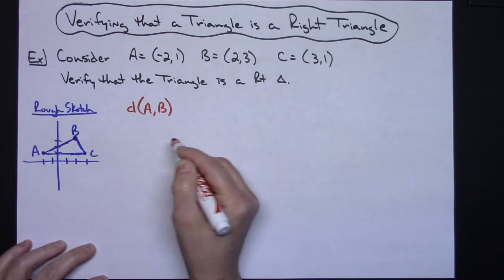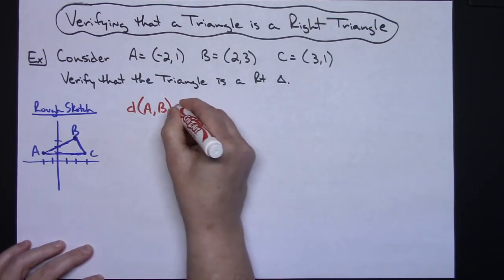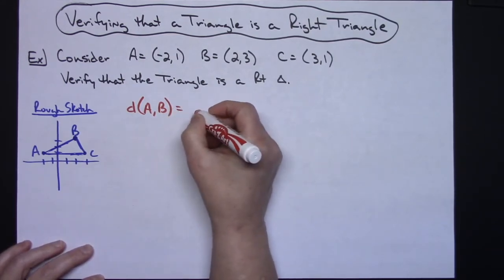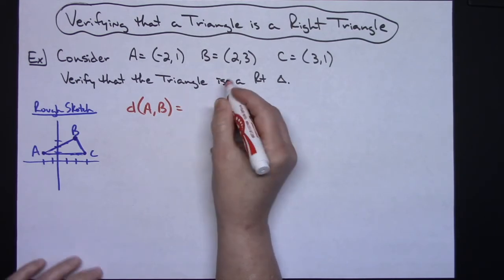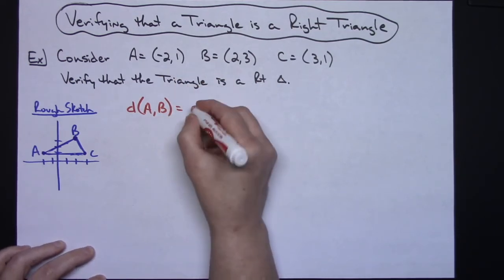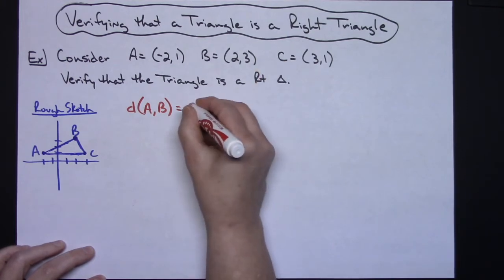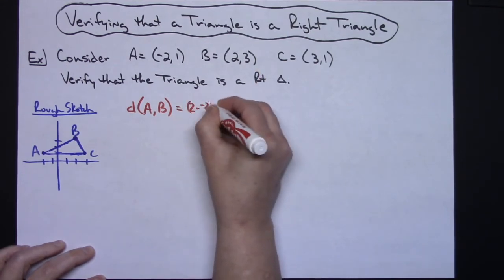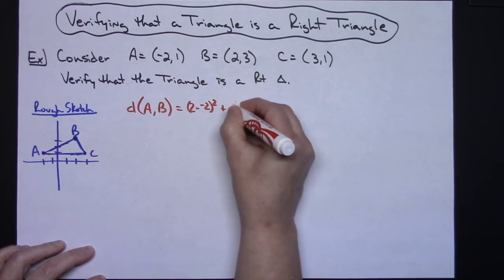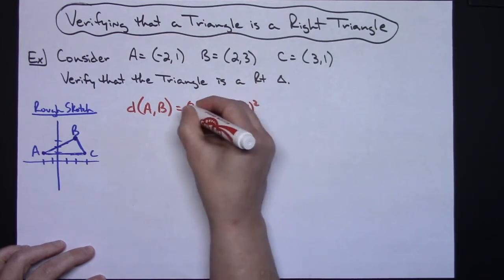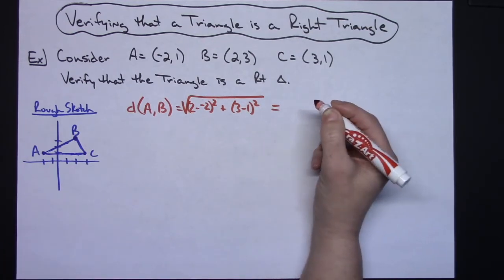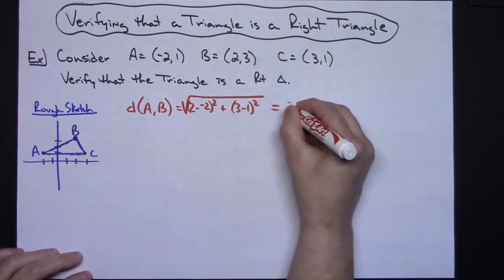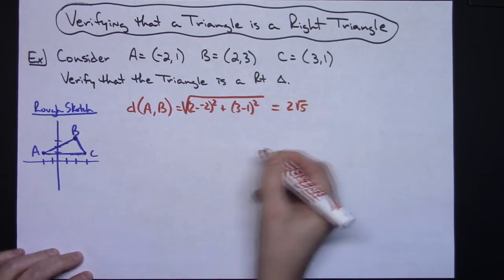A little geometry notation here: distance from A to B. That would be the distance formula. I'm not going to work the whole entire thing out because that's arithmetic, but basically it'd be 2 minus a negative 2 quantity squared plus 3 minus 1 quantity squared, and then the square root of all that. You can pause the video, do the arithmetic if you need to. That's going to come out to be 2 square root of 5.